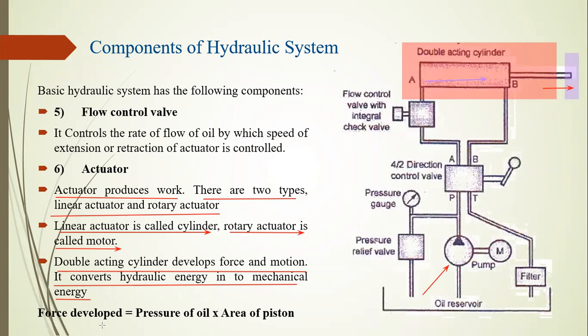The force developed is equal to the pressure of the oil times the area of the piston. Here we have to know that the force developed is equal to the pressure of the oil inside the hydraulic system and the area of the piston. This area is called the area of the piston. That is the force developed at the external side of our hydraulic system.